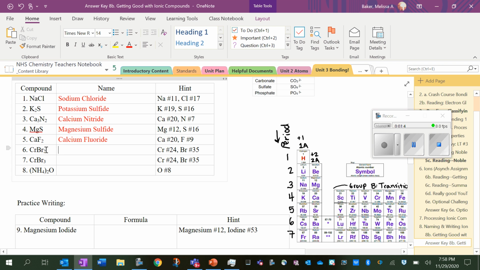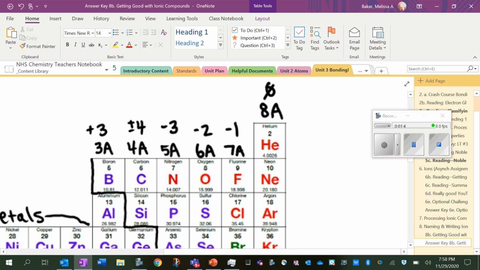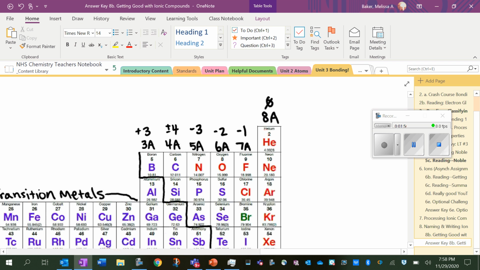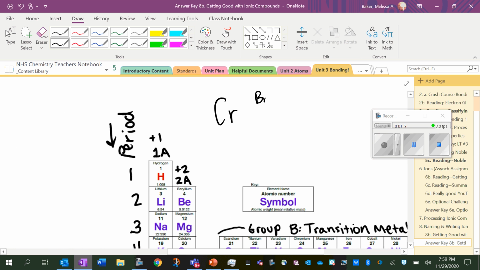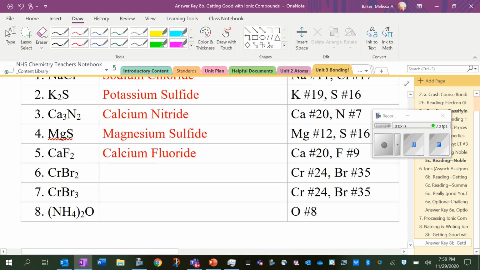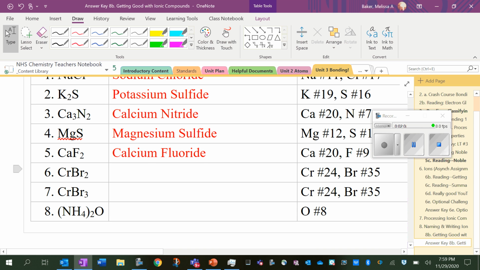So since the Cr is with two Brs, we look at bromine's charge and we say, okay, bromine has a -1 charge. So if chromium is canceling out two -1 charges, what cancels out a -2? A +2. So this would be chromium, Roman numeral 2, bromide. And then the next one, since it's with 3 bromines, this would be chromium 3 bromide.